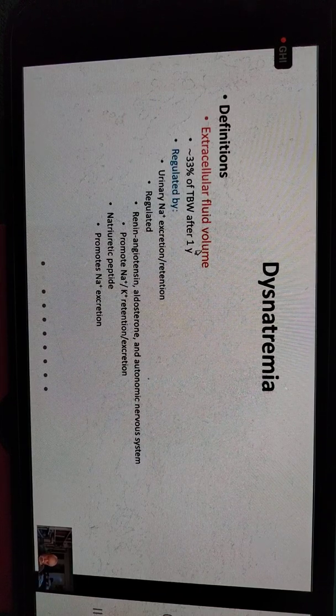Okay, so another definition is that of extracellular fluid volume, which makes up about 30% of the total body weight after a year of age. And this is regulated by the urinary sodium excretion and retention. And that sodium excretion and retention is regulated by the renin-angiotensin system, the aldosterone system, and the autonomic nervous system. And these promote sodium and potassium retention and excretion. And then there's a natriuretic peptide which comes from the atrium of the heart and which promotes sodium excretion. Okay?